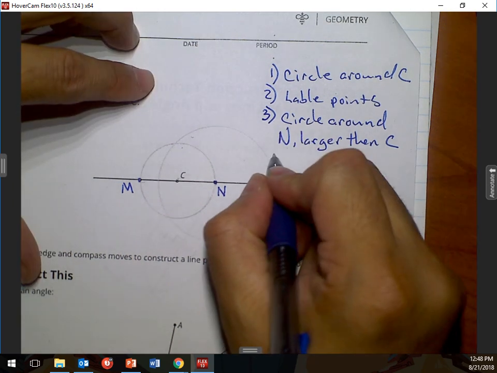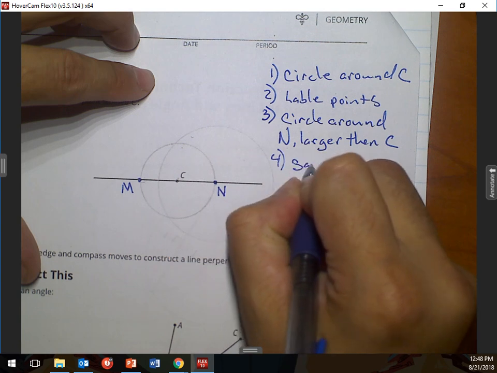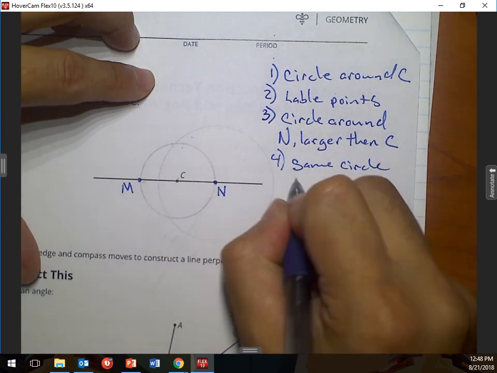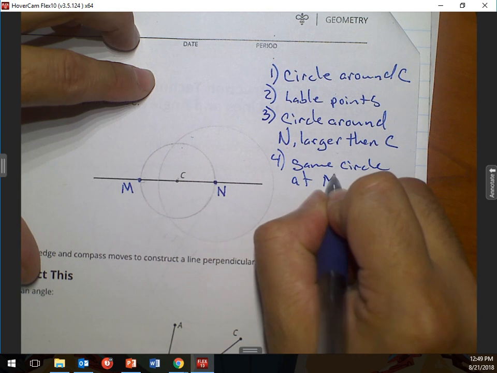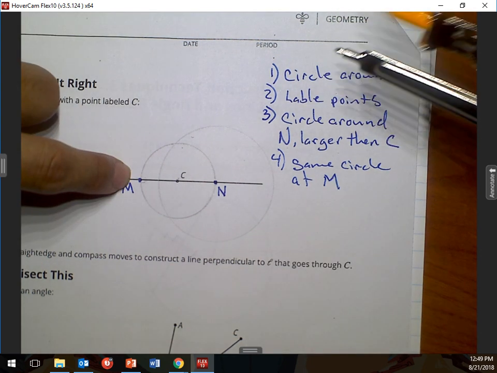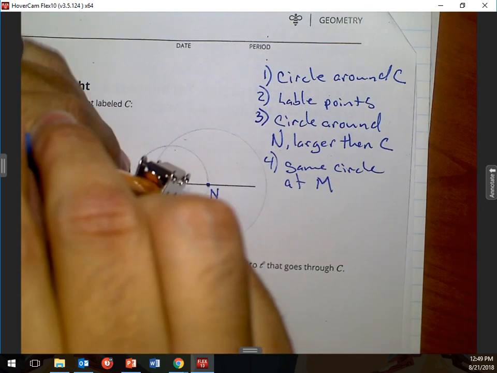Step 4, same circle at M. So that means I need to stab M, right? Stab M and make the same circle.